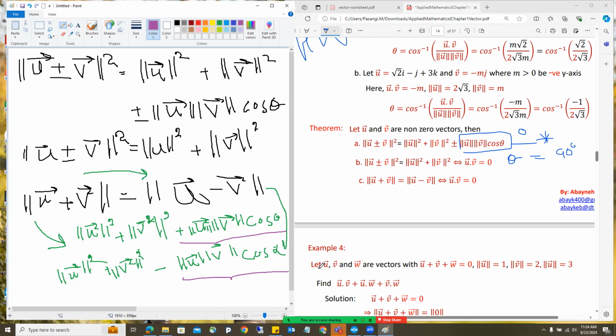Right. How did u plus v squared turn to just u plus v? And where did u v cos theta go? This one? The second one? Yes. Okay.